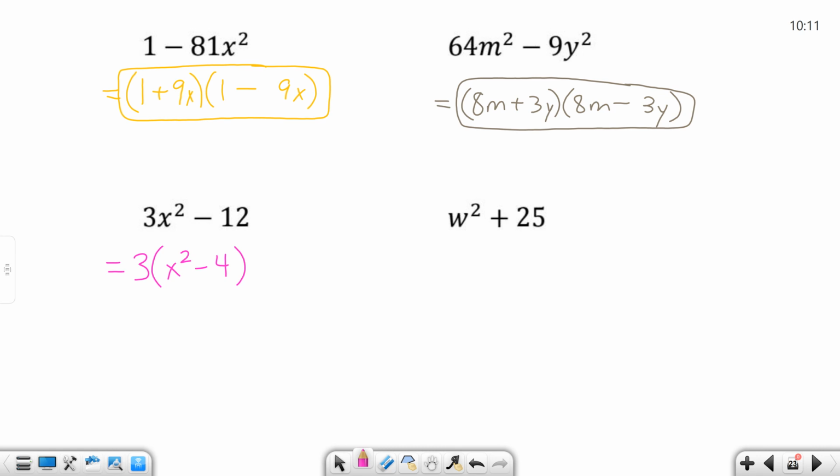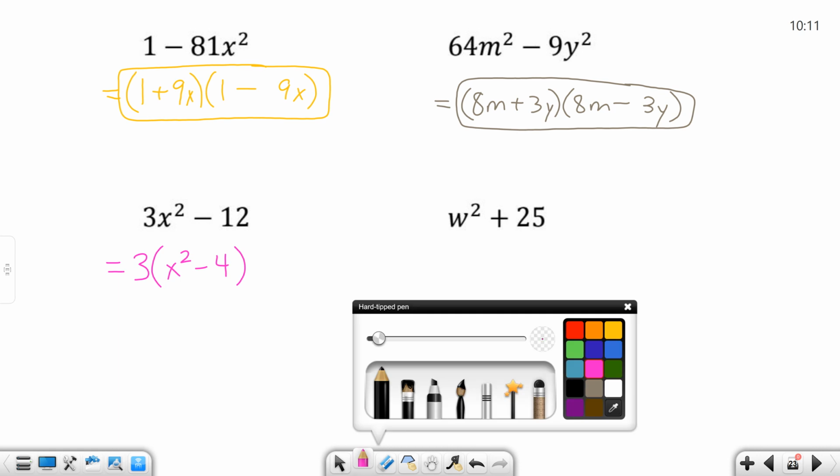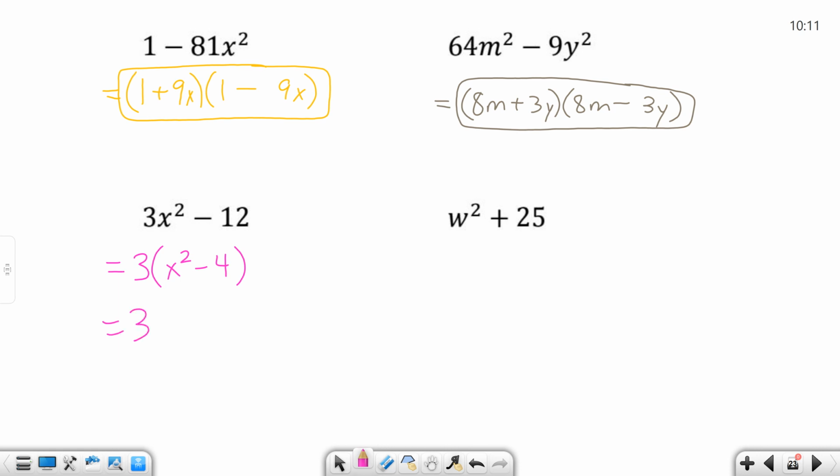Now I've taken a GCF out, so now I look inside here. Don't forget the 3 is out front. If you factor this further, don't forget the 3 is out front. And if it doesn't go any further, then this is going to be my final answer.